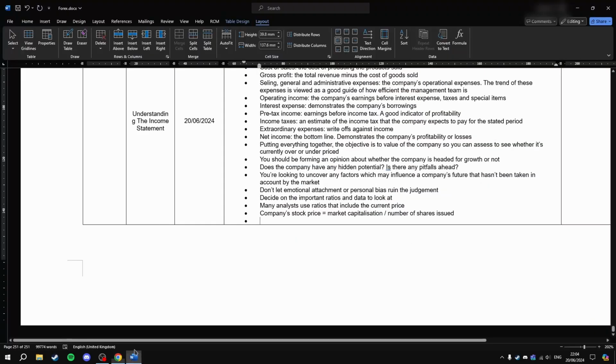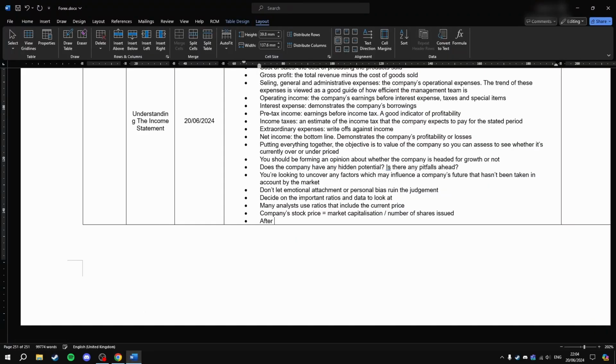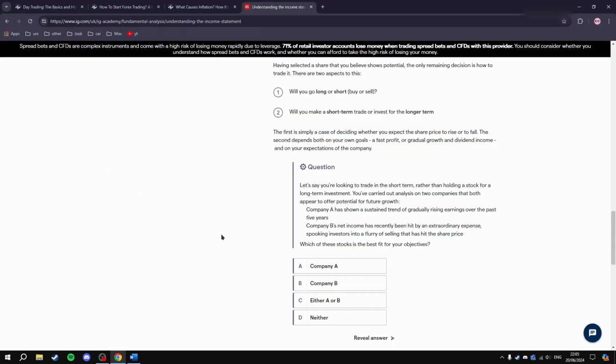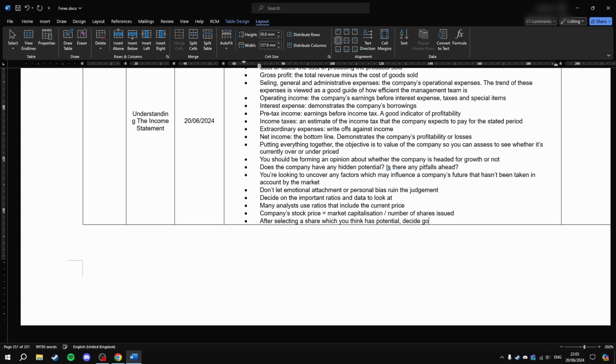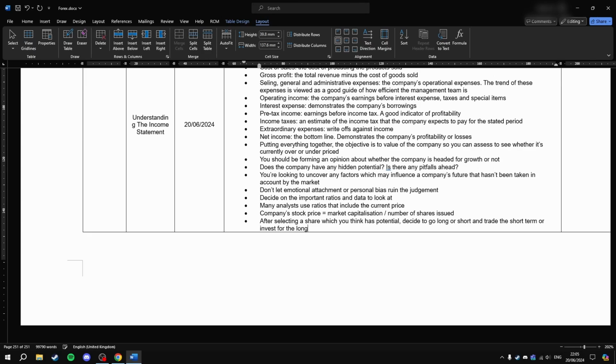So after selecting a share which you think has potential, decide to go long or short, or make a short-term trade or invest for the long term. Decide to go long or short and trade the short term or invest for the long term.